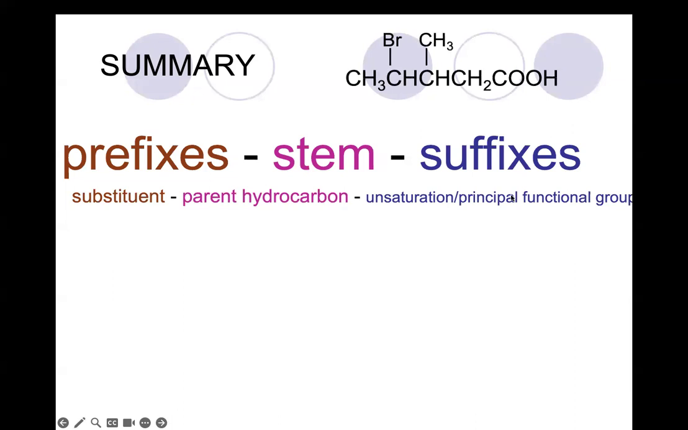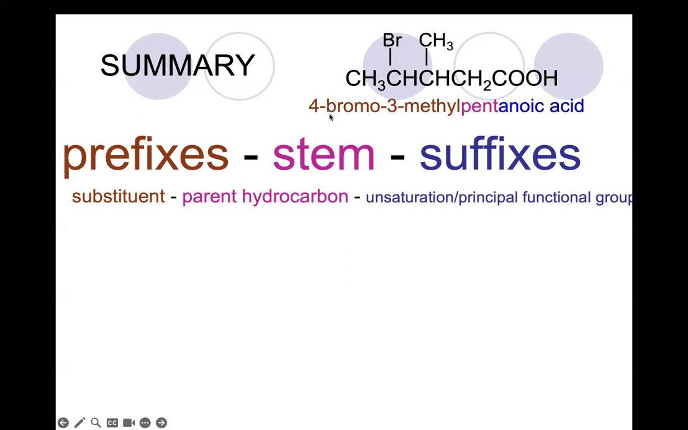So let's consider the examples here. The principal functional group would be the COOH, the acid group, while the substituents are the bromo and the CH3, the methyl group. As a result, it is 4-bromo, 3-methyl, pentanoic acid. Because the principal functional group is COOH, it will be assigned as 1, the first carbon. Then the second carbon, and the third carbon has the methyl group, and the fourth carbon has the bromo group. As a result, it is 4-bromo, 3-methyl.